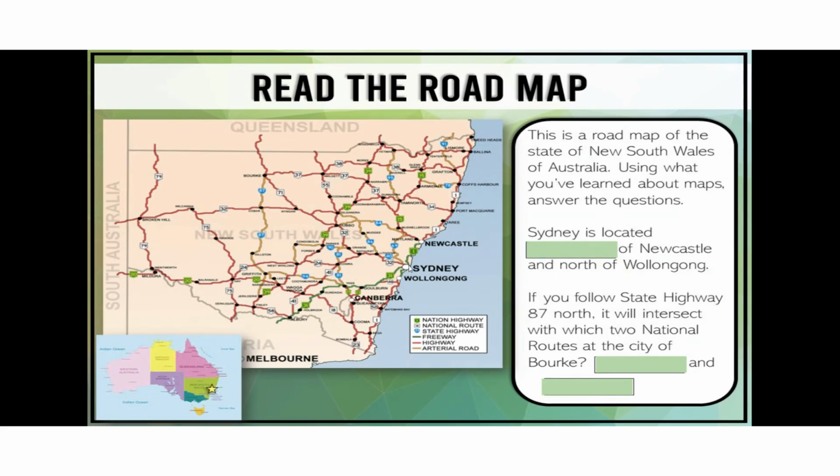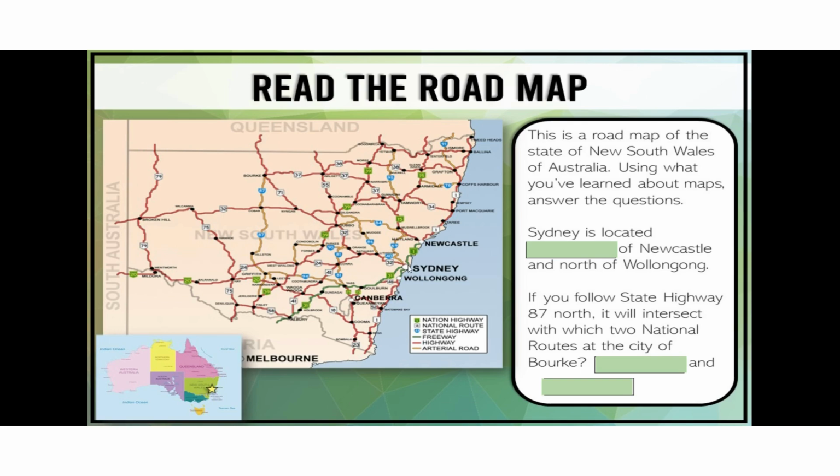Sydney is located right here. Newcastle is here. So Sydney is located compared to Newcastle. If we go south and west. So this is Newcastle. Sydney is located blank of Newcastle. So from Newcastle, it will be south and then west.